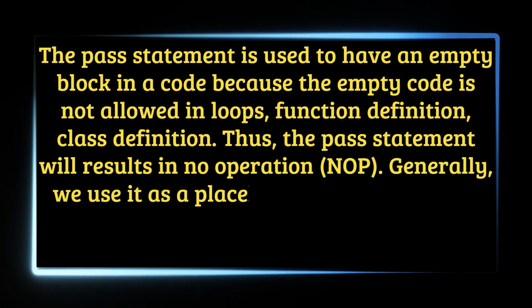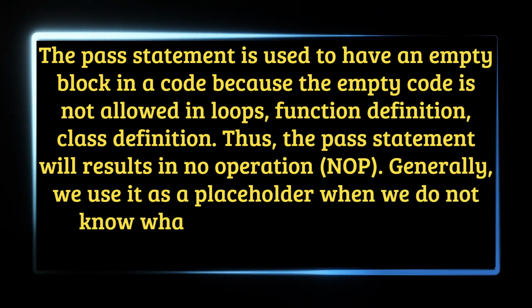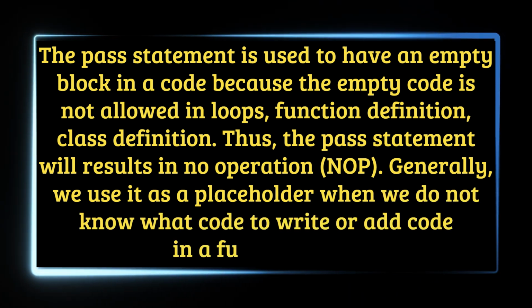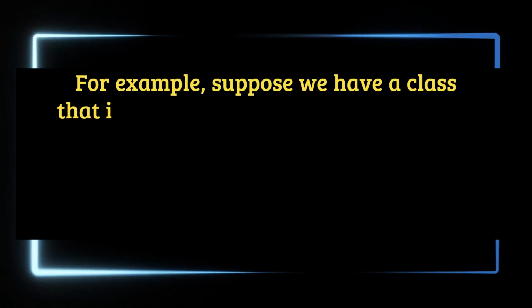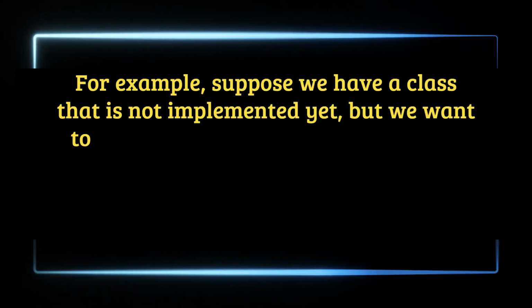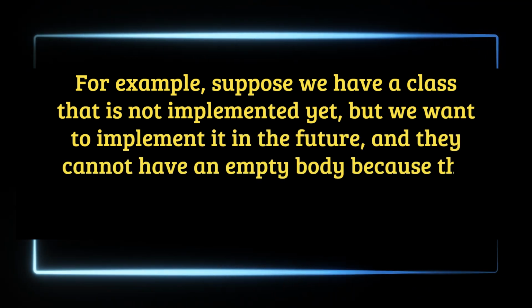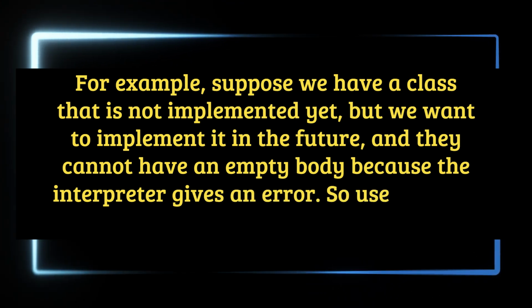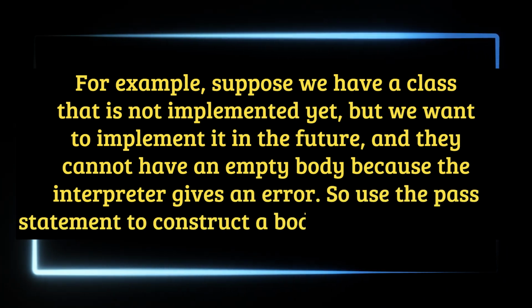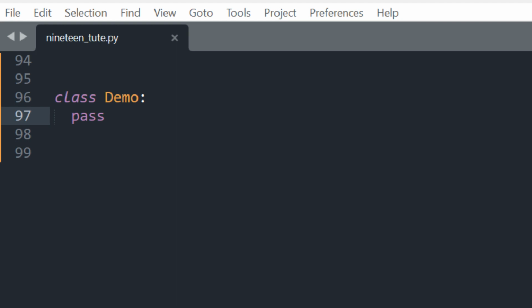Generally, we use it as a placeholder when we do not know what code to write, or to add code in a future release. For example, suppose we have a class that is not implemented yet, but we want to implement it in the future, and it cannot have an empty body because the interpreter gives an error. So use the pass statement to construct a body that does nothing. In this example, we defined a class without a body. To avoid errors while executing it, we added the pass statement in the class body.